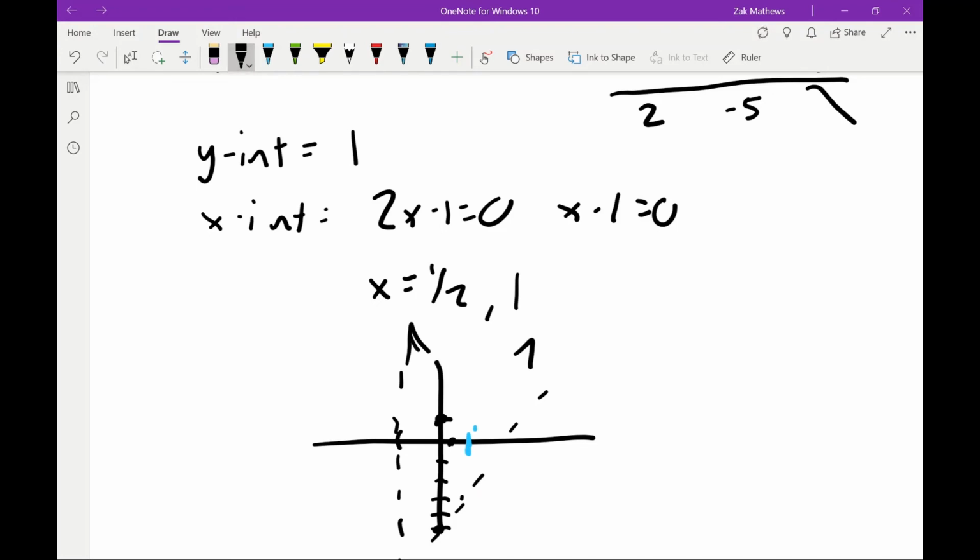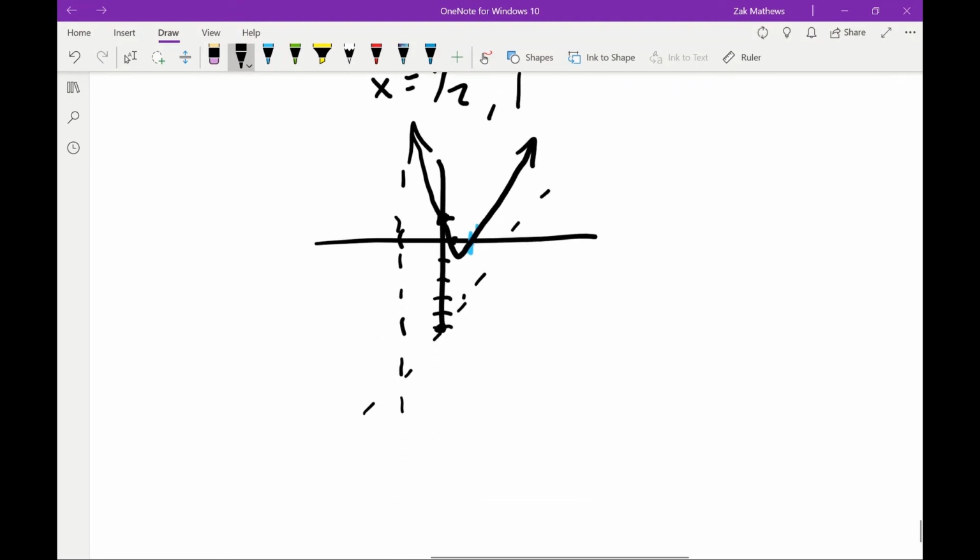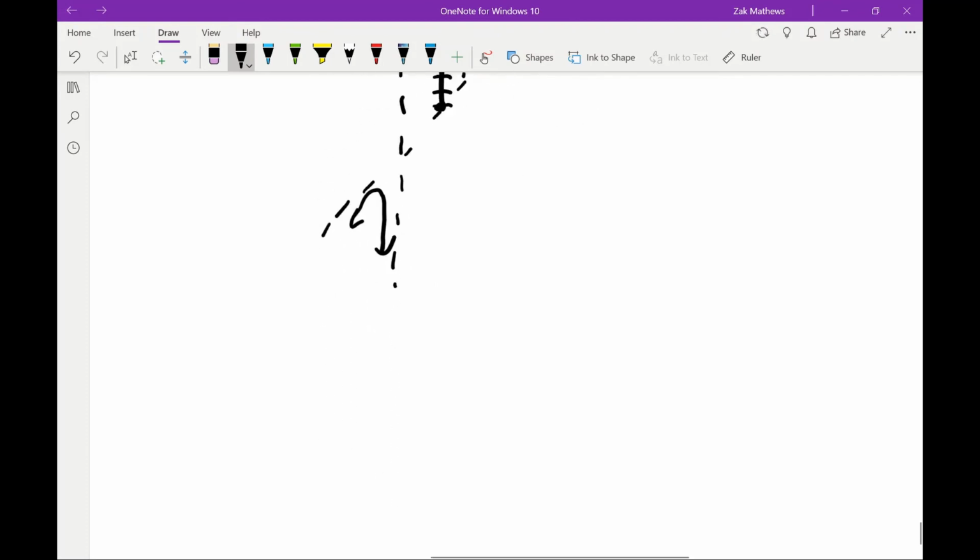So I crossed it at 1/2 and then again at 1. And then the other portion, if that end's going up, this portion must be going down. Also keep in mind that we don't have another x-intercept, so it has to be that lower region. So there would be my graph. Let's take one more example.